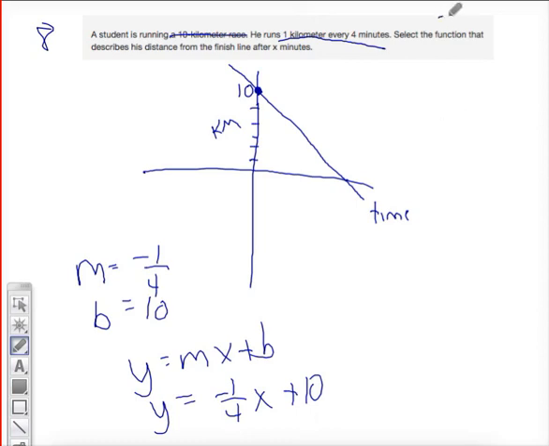It looks like they're asking for a function, so change that y to f of x equals -1/4 x plus 10. But the key is it's getting smaller and smaller. You're starting at 10 and it's going lower, so it's a negative slope.